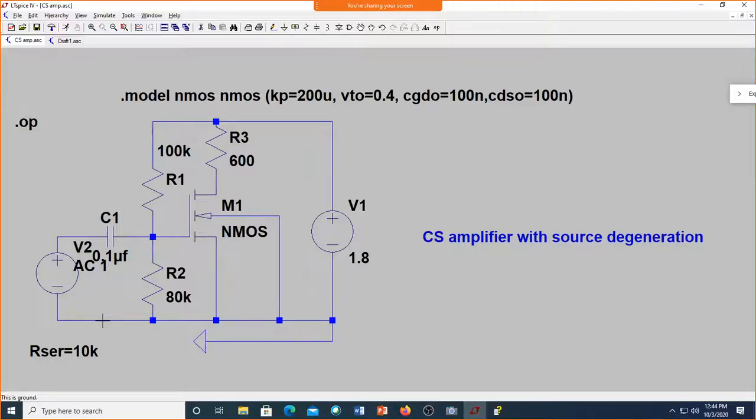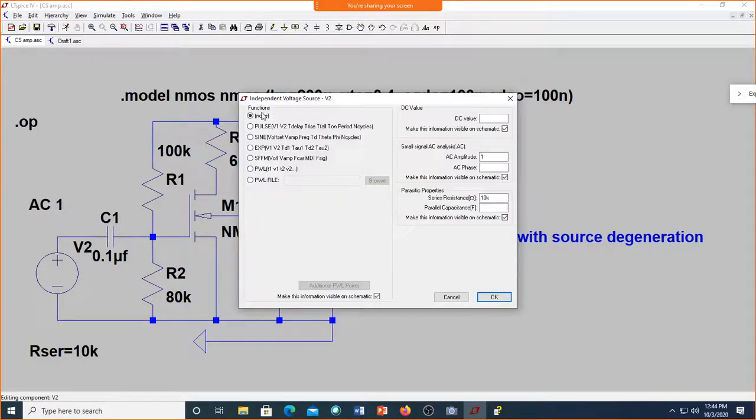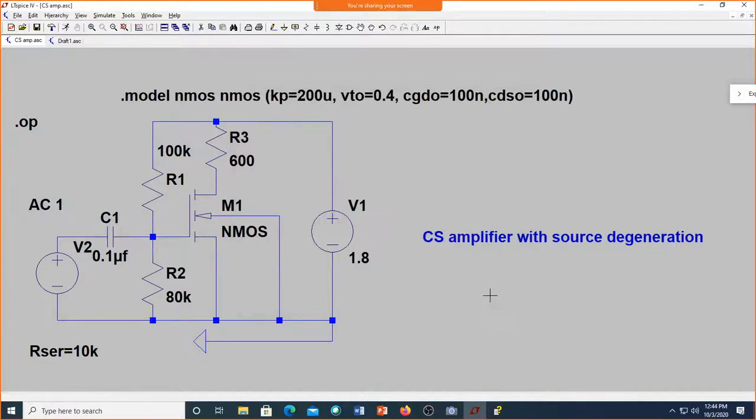Getting the point? So one of the major changes is you have to have a source, which is none here. The AC amplitude should be 1. You introduce a series resistance of whatever value you want. We have taken it as 10k. Amplitude should be 1.